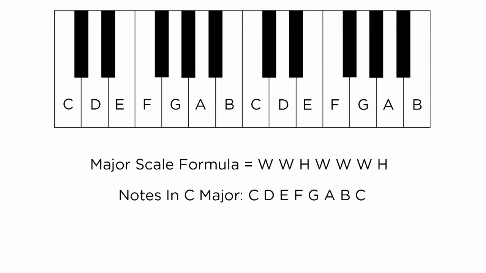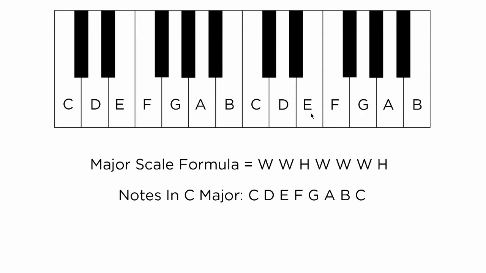So let's see what happens when I start this formula on a note besides C. Let's start from the note G. And so I'll go whole step, that gets to A, whole step to B, half step to C, whole step to D, whole step to E, and now my formula is calling for another whole step, but the distance between E and F is only a half step.